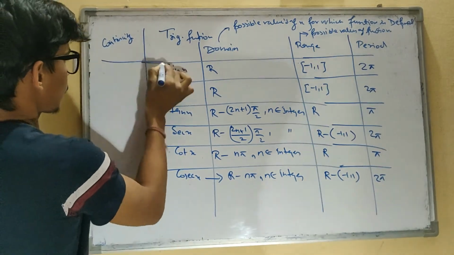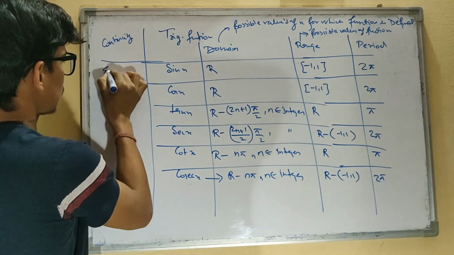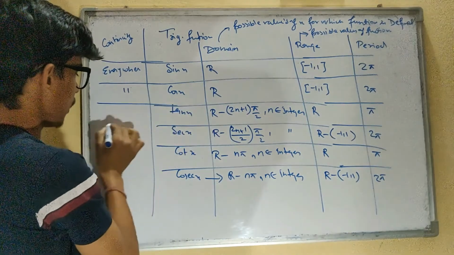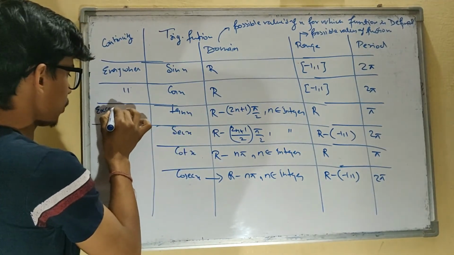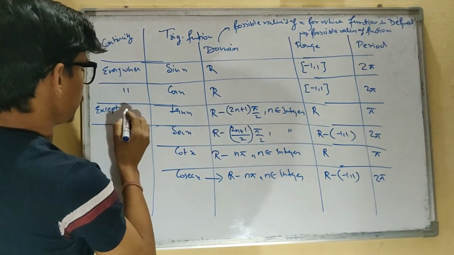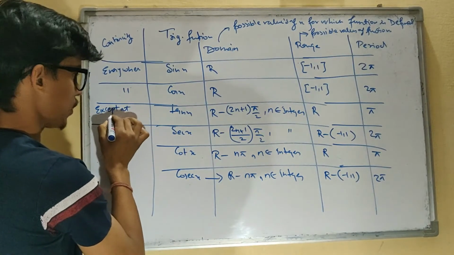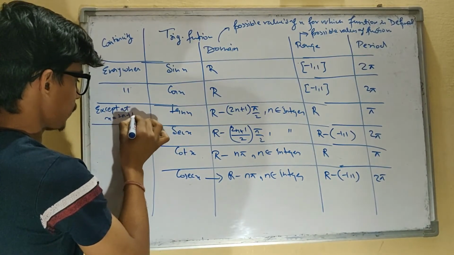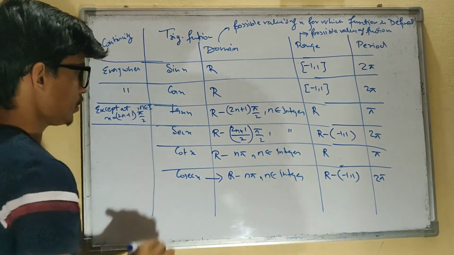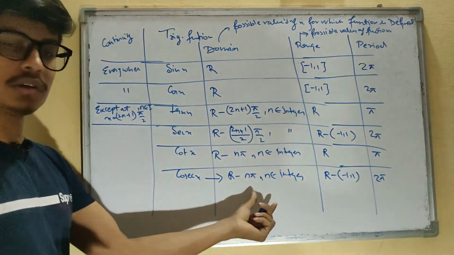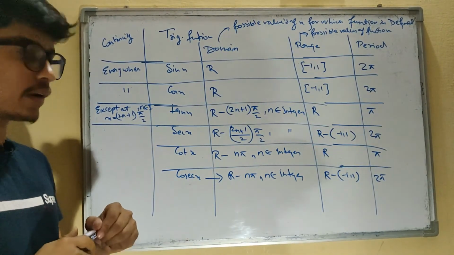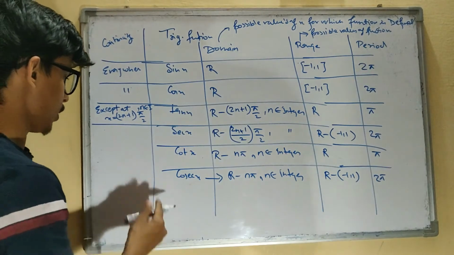It is continuous everywhere, except at x equals (2n+1) pi by 2, where n belongs to an integer. Remember that same thing. Whatever is going to be here, they are continuous at each and every value of x, but not at those particular angles. So you just have to write it again.